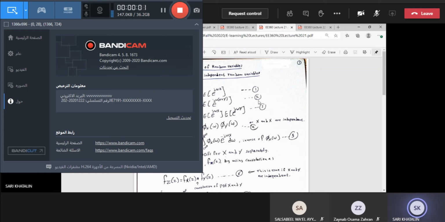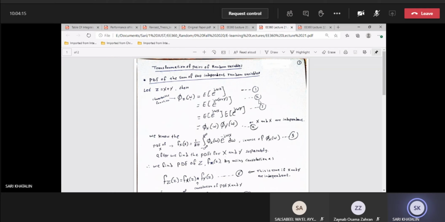Chapter 5, where we're going to talk about transformations of pairs of random variables, where specifically we're going to talk about finding a PDF of the sum of two independent random variables. So let's assume we have X and Y as random variables, and the sum of these two random variables is given by Z. So Z is equal to X plus Y.